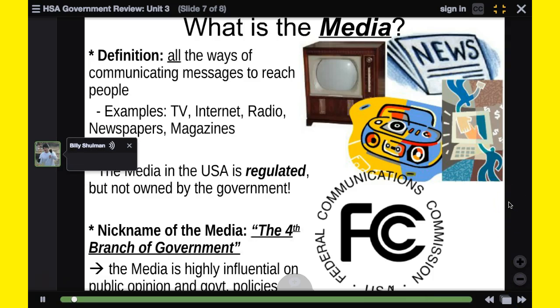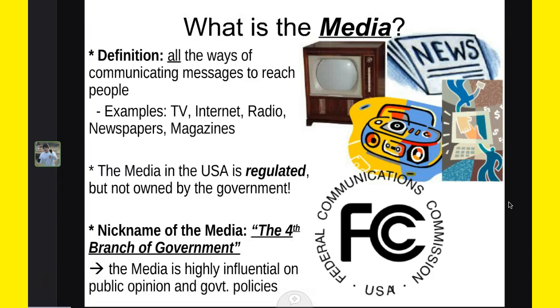The next thing we're going to be looking at is the media. And the media includes a ton of stuff. When you think about the media, you're thinking about television, internet, radio, and newspapers and magazines, which are almost extinct because they're not making as much money because we have internet providing free news and free information. The media is often given the nickname the fourth branch of government.